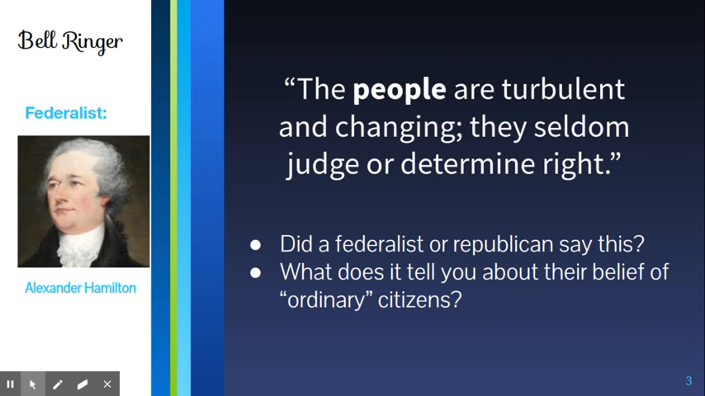And so what does it tell you about their belief of ordinary citizens? They basically thought people like you and me, ordinary people, were just too chaotic. We have too much that happens in our life. We are constantly changing. We are fallible. So there might be a day where we can make a decent decision, but there might be a day where we don't make good decisions. So ordinary people cannot judge or determine what's right, i.e. they can't really make good choices for the government. So Federalists felt, and we will talk about this in a little bit, that normal people shouldn't be in office and should not run.